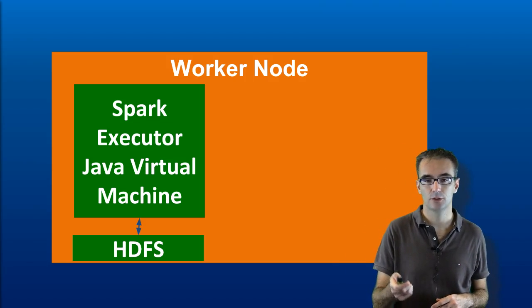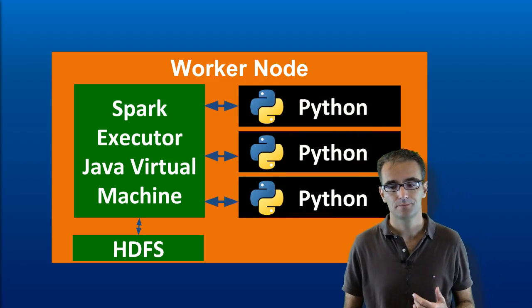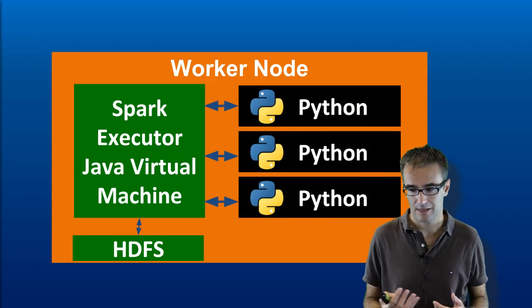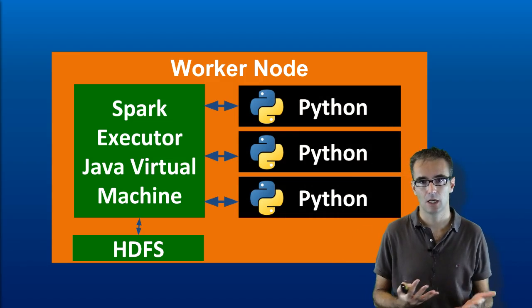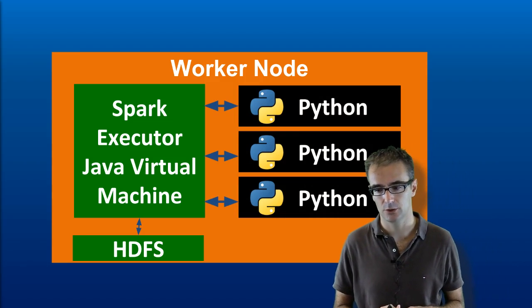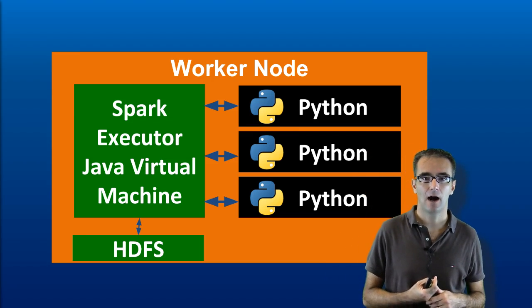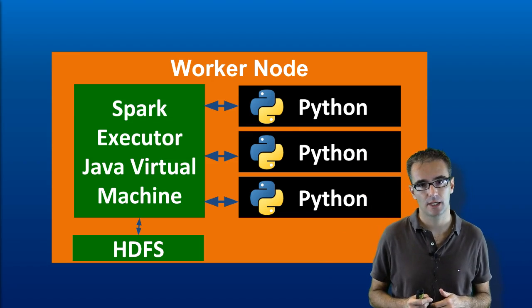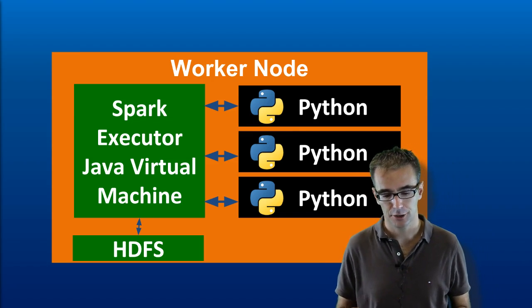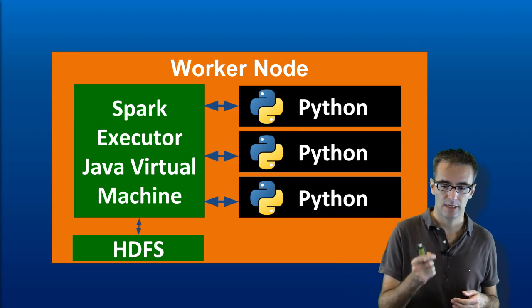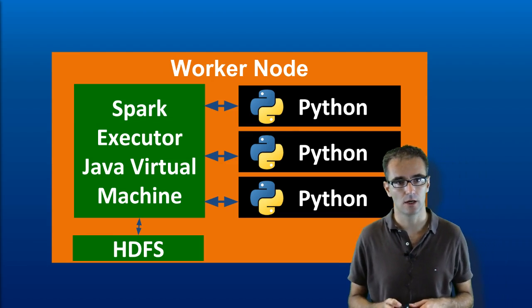Instead, if you are using PySpark, then there will be several Python processes, generally one per task, but you can configure it depending on your application. They are connected to the Java virtual machine, and data are shipped from the Java virtual machine to Python for processing.